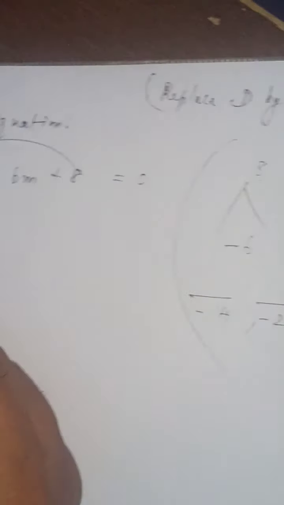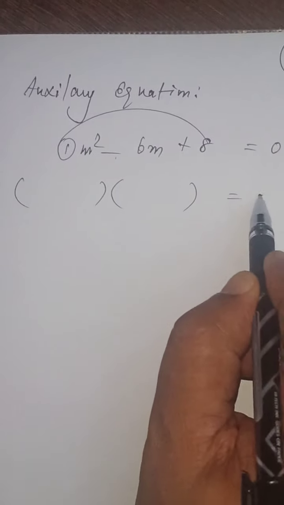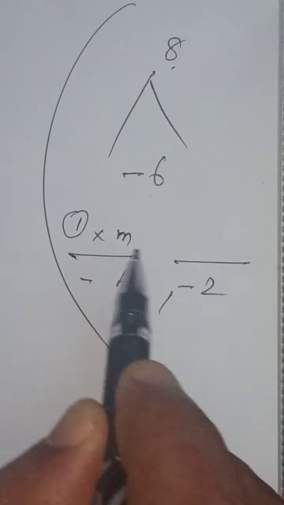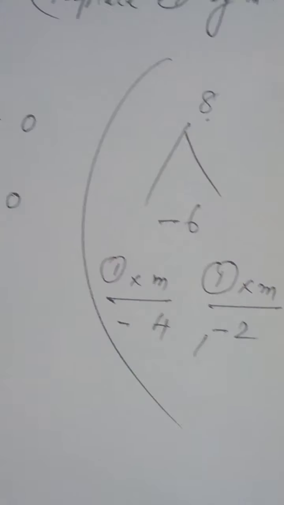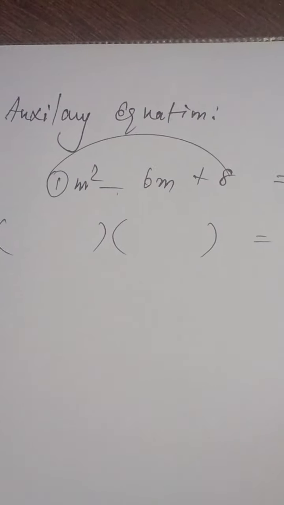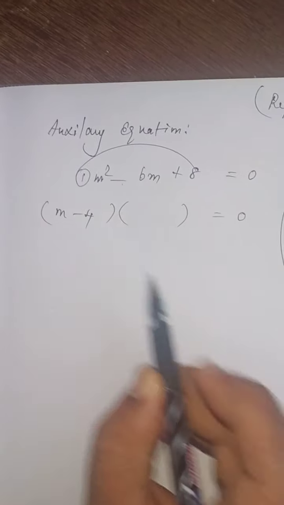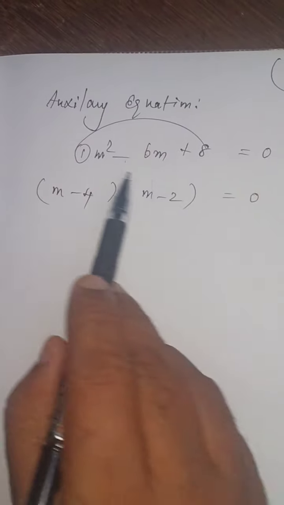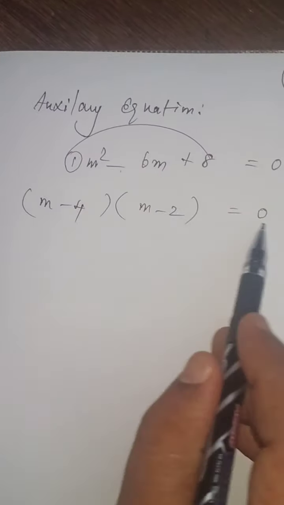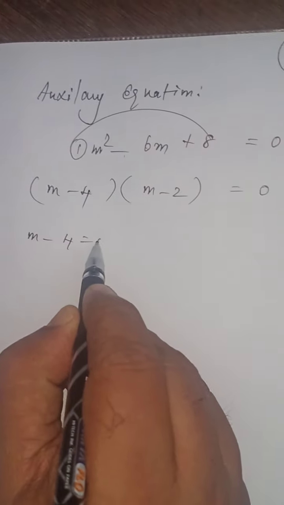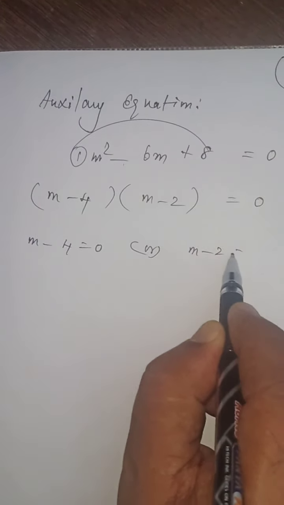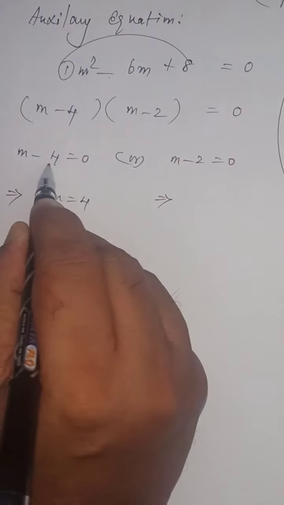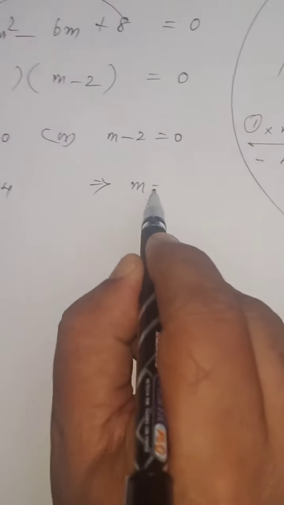for finding the factors, we need two linear factors. Have to consider the coefficient of m square. What is here? 1. Write 1 in the numerator, put the variable m, 1 into m, because this equation is in terms of m. Now 1 into m minus 4, that is the first linear factor. Next one, 1 into m minus 2. Okay. If you multiply these two, you will be getting this expression. So m minus 4 into m minus 2 equals 0 means m minus 4 equals 0 or m minus 2 equal to 0. Correct? Which implies m is equal to 4, minus 4 comes to the right hand side, plus 4, minus 2 comes to the right hand side, plus 2.